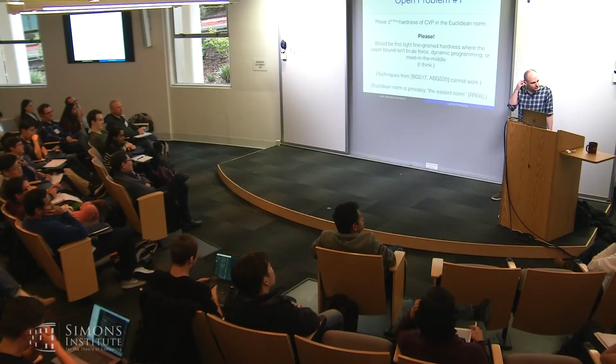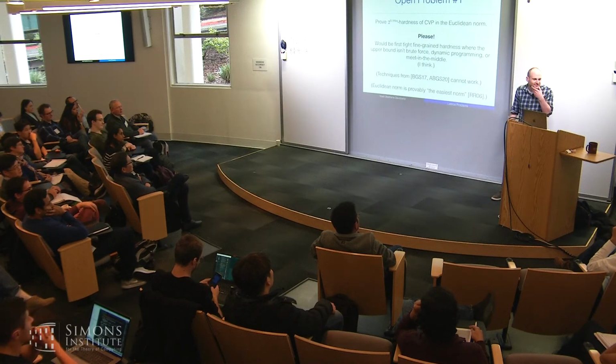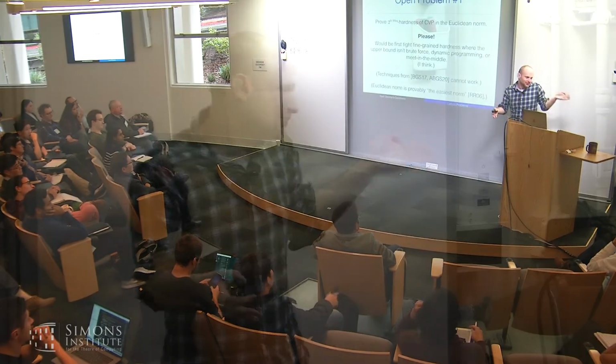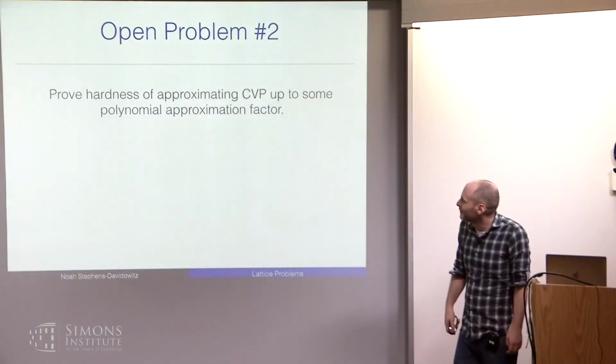The LP result already, I mean, the best algorithm isn't brute force, dynamic programming, or meet in the middle. It's not tight. Yeah, there are lots of examples where we know some lower bound and some upper bound. So that's open problem number 2.